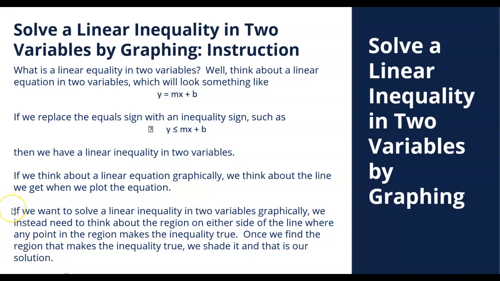And so again, if you want to solve a linear inequality in two variables graphically, you first have to graph the line y equals mx plus b, and then you think about the region on either side of the line where any point in the region makes the inequality true. You do that by getting a representative point on a region and seeing if it satisfies the given inequality. Once you find the region that makes the inequality true, you shade it, and that is our solution.